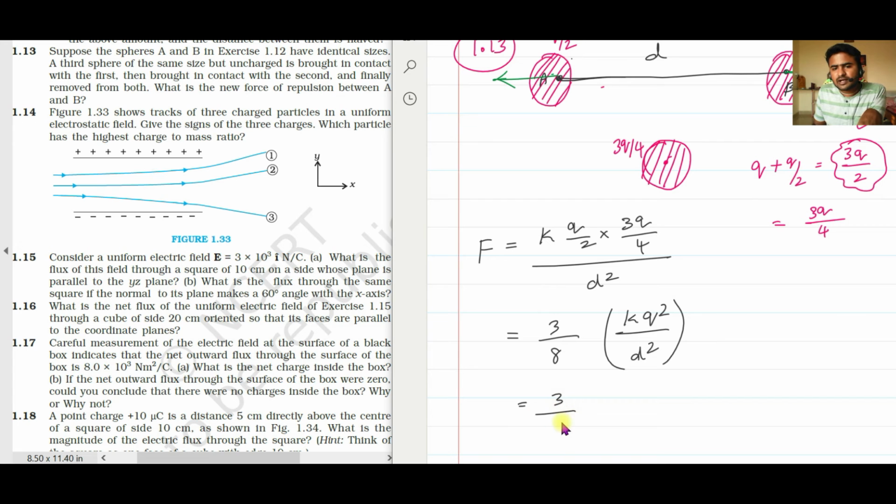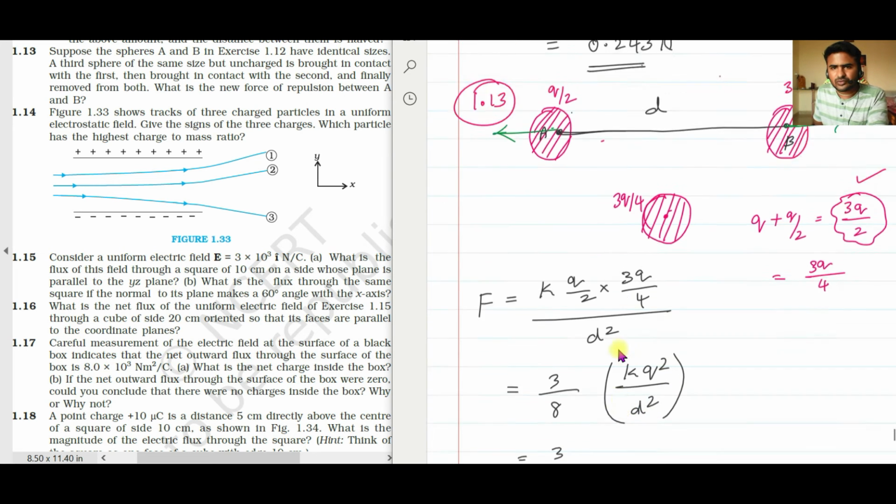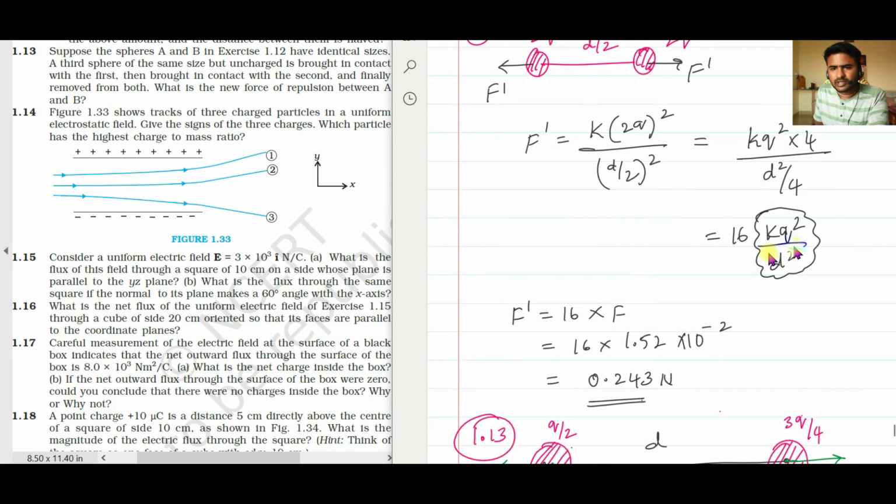Now I already know the value of kq square by d square from the previous question. How much is that? Kq square by d square is 1.52 into 10 to the power of minus 2.